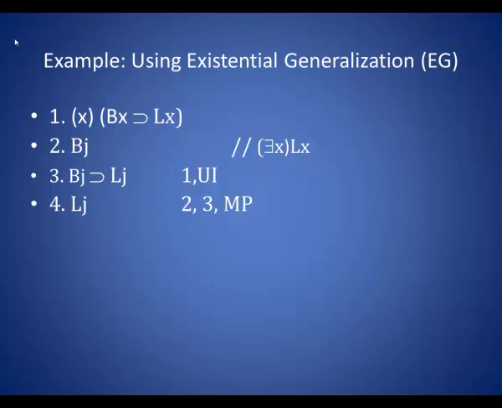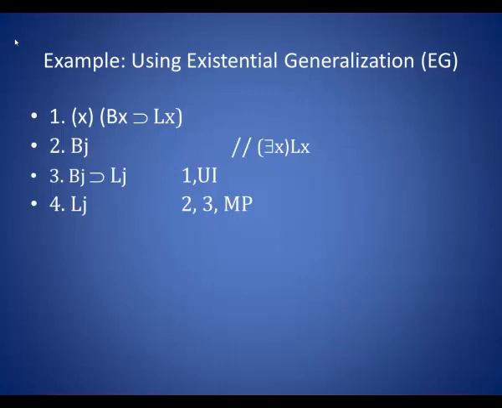So on line 4, we can derive that there's a j that's an l via 2-3 modus ponens. Look, on line 3, it says if there's a j that's a b, then there's a j that's an l. Line 2 says there is a j that's a b. Therefore, line 4, there is a j that's an l.